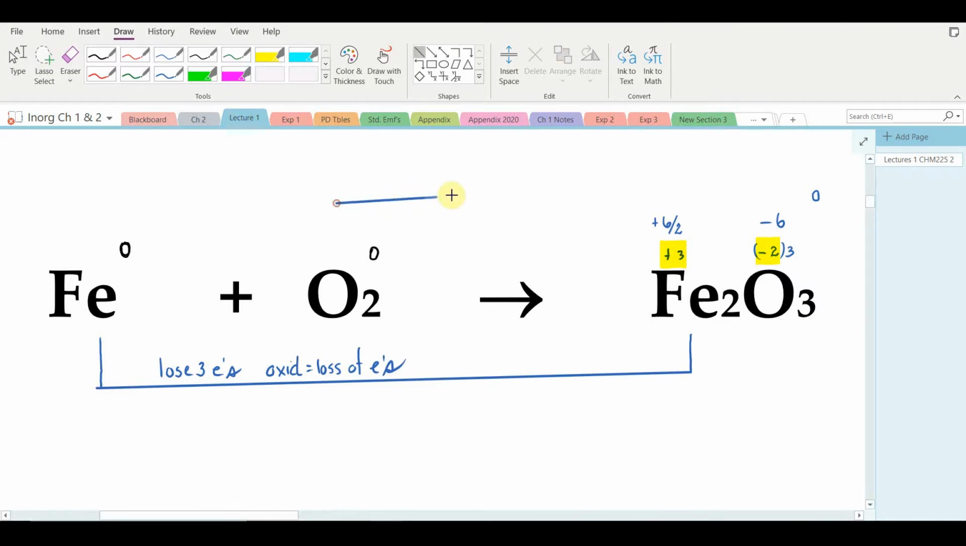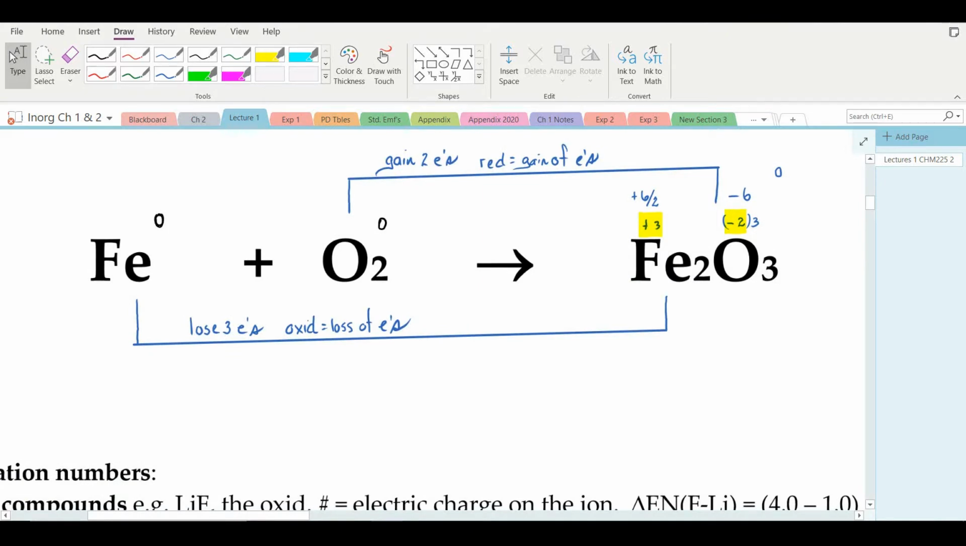Now oxygen, in the same process, when it goes from 0 to -2, is it gaining or losing negative charges? Well, each oxygen atom is going to gain 2 negative charges or electrons. And the name for that is called reduction. Reduction is the gain of electrons. Now I've deliberately not balanced the equation because I want to focus on individual atoms, just to explain the concept here.